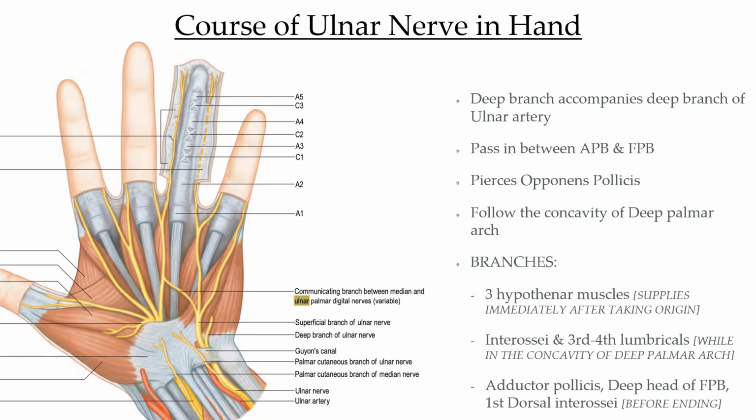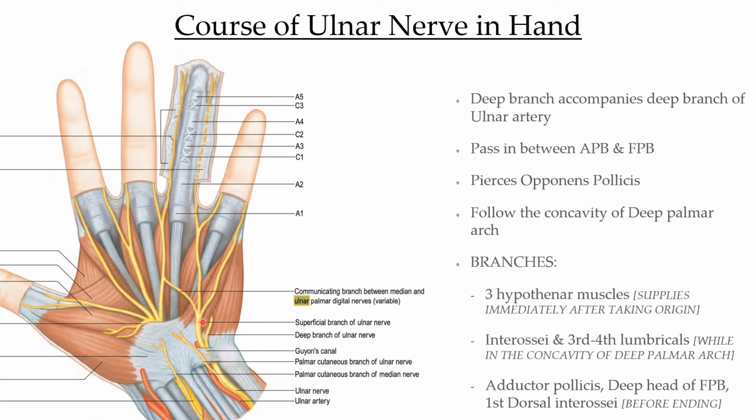Apart from the superficial branch, we also have the deep branch of the ulnar nerve. This is the deep branch of the ulnar nerve in this illustration. After branching out from the ulnar nerve, it passes in between the laterally lying abductor pollicis brevis and the medially lying flexor pollicis brevis muscle. Then it pierces the muscle fibers of opponens pollicis in order to reach the deeper plane.